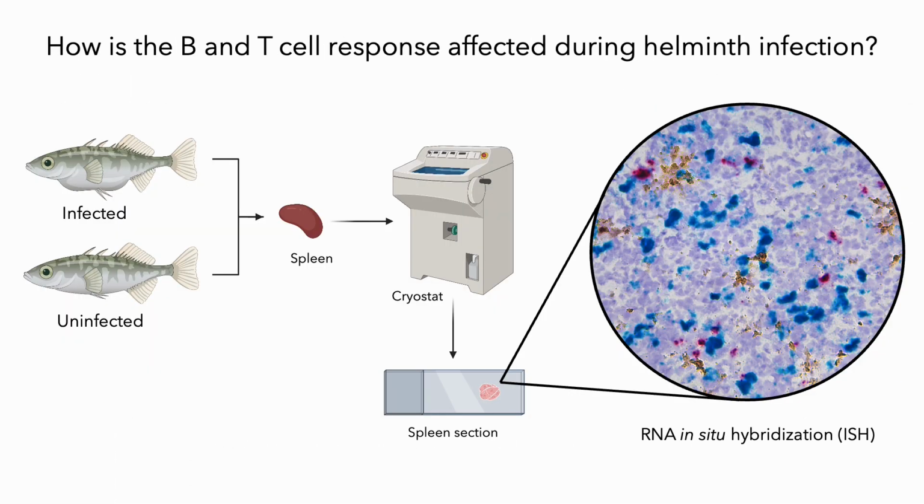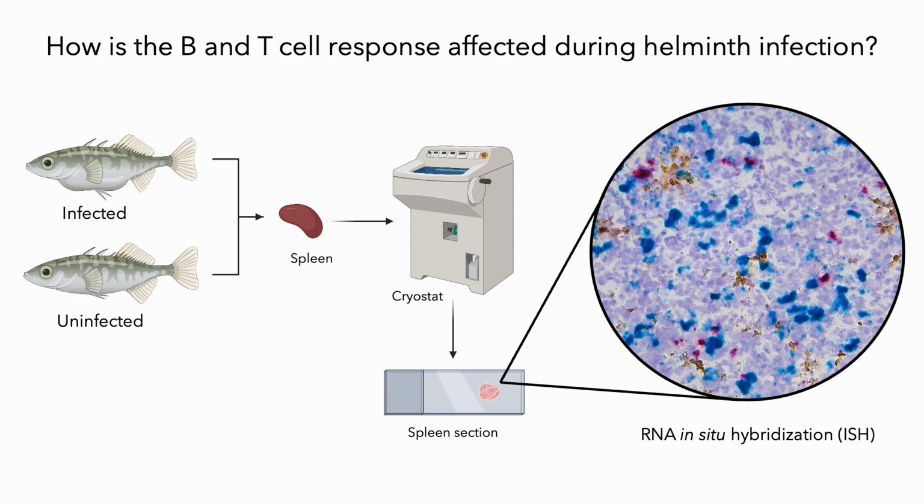A crucial part of the stickleback's fight against helminths is what's called their B and T cell response, and I specifically want to know if the amount of B and T cells in the stickleback are being suppressed during infection. I'm investigating this by taking tissue from infected, exposed but not infected, and control uninfected fish.